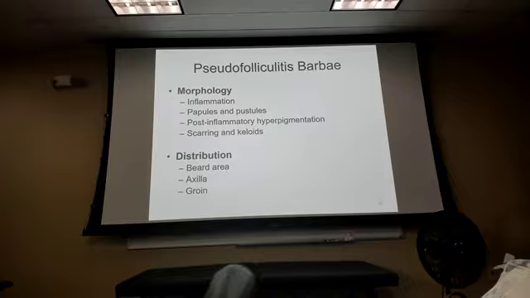Morphology: inflammation, papules and pustules, post-inflammatory hyperpigmentation, so it gets darker, scarring, and keloids. Distribution of that: beard area. Okay, axilla can also happen, and the groin, right? Because we have what at those locations? Hair, right?